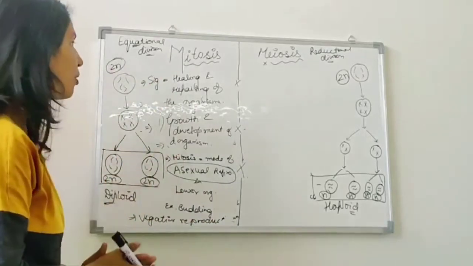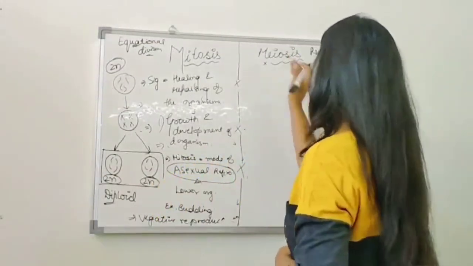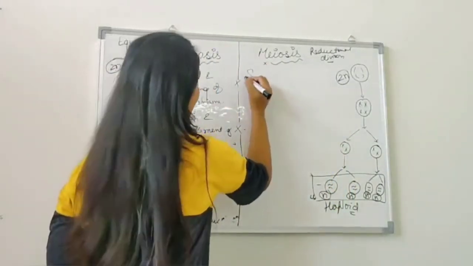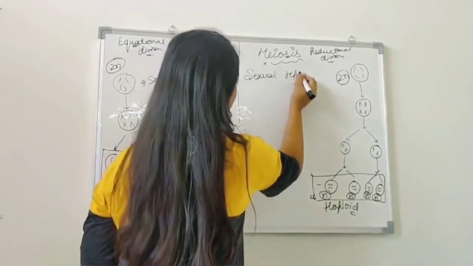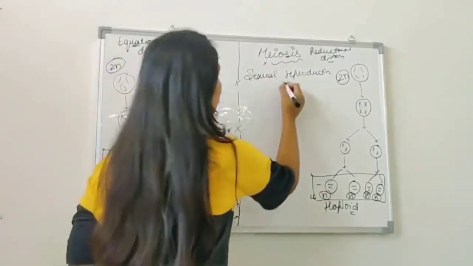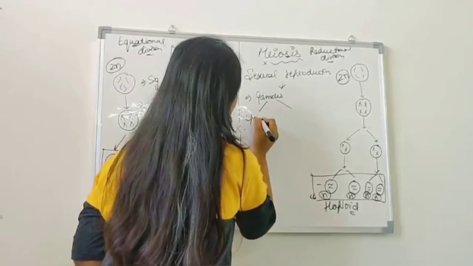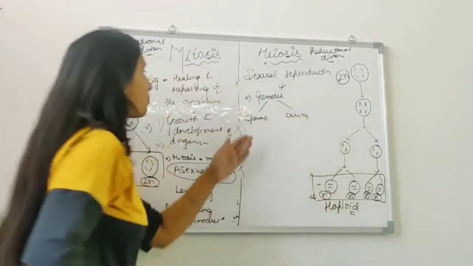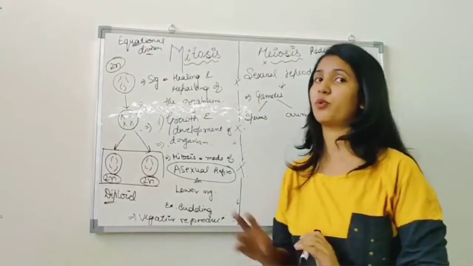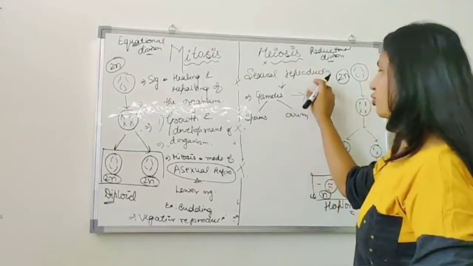So these are the main things about mitosis. Here we are done with mitosis. Let's discuss the significance of meiosis. What is the significance of meiosis? Meiosis, as I told you, happens in the reproductive cells. So this happens in sexual reproduction. In sexual reproduction, meiosis helps in the formation of gametes. And what are the gametes? Sperms and ovum. Sperm is formed by spermatogenesis, ovum is formed by oogenesis. Both processes involve meiosis for the formation of the gametes. And these gametes help in the sexual reproduction of an organism.